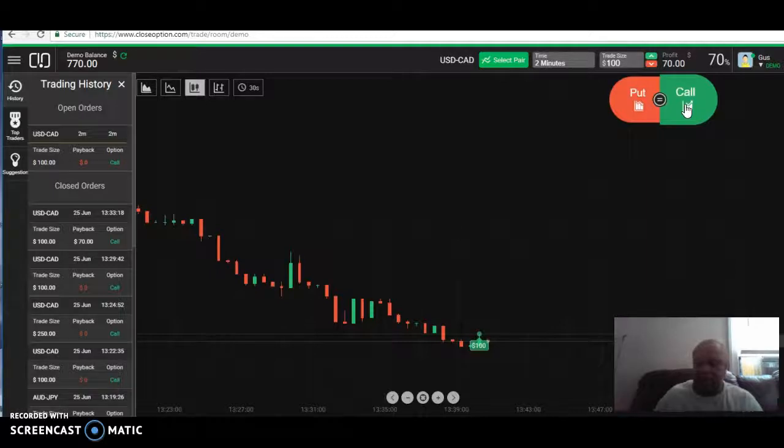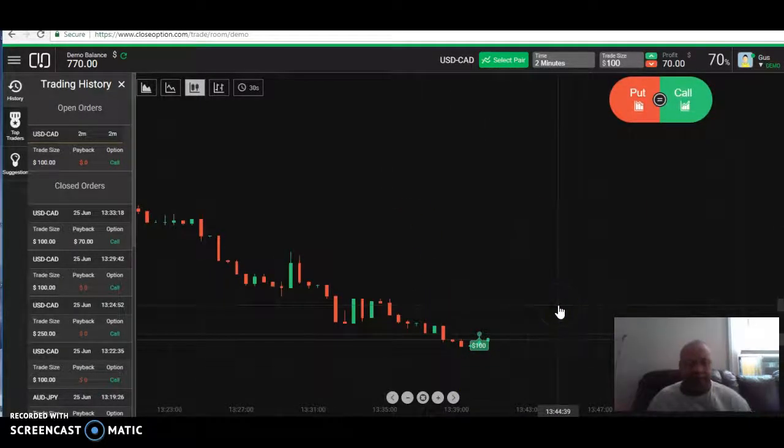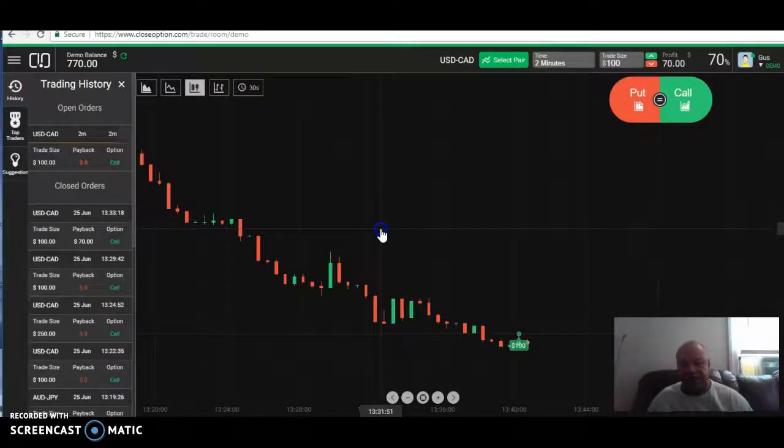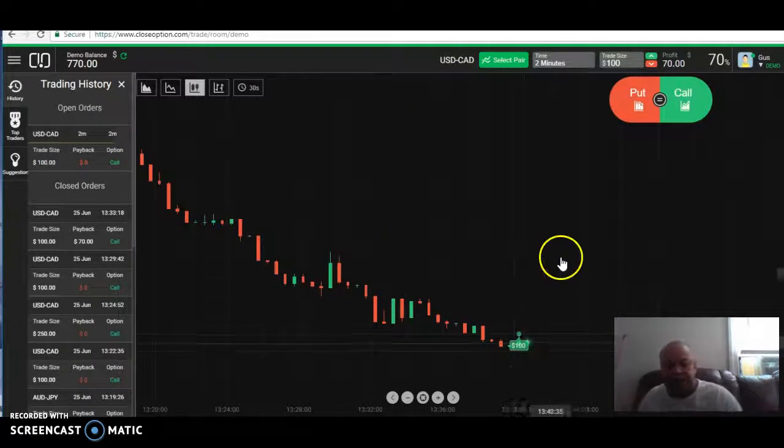I kind of wanted to see a better pop than that, but I didn't want to miss it either. I don't think it should be going down any further than that. It should be reversing back on an upward trend, but let's see what happens with this 2-minute trade.